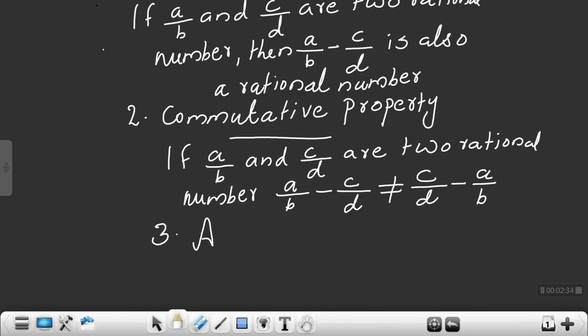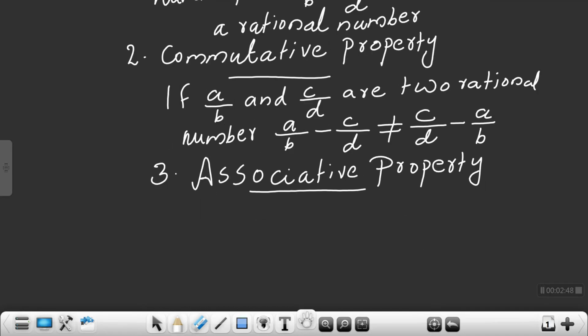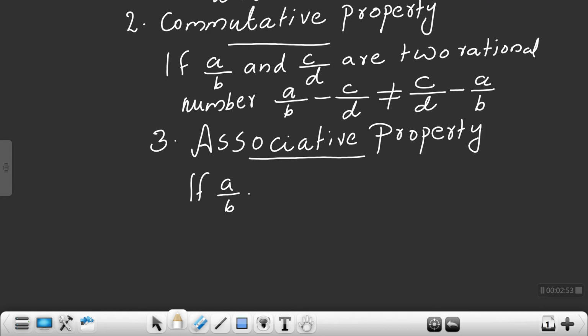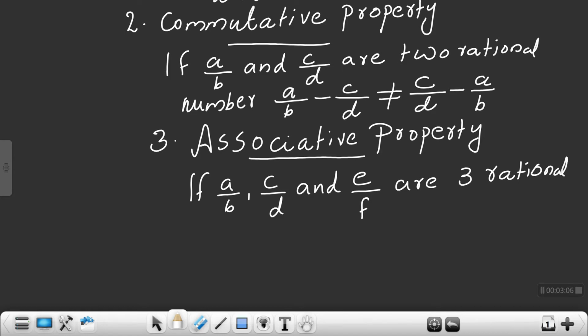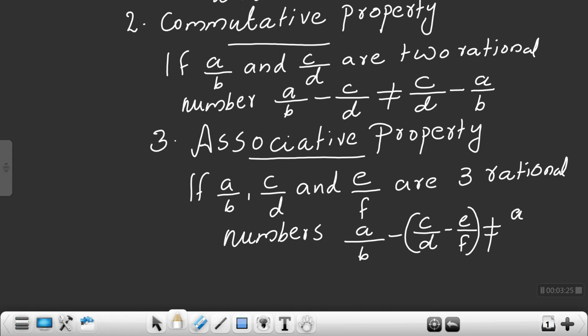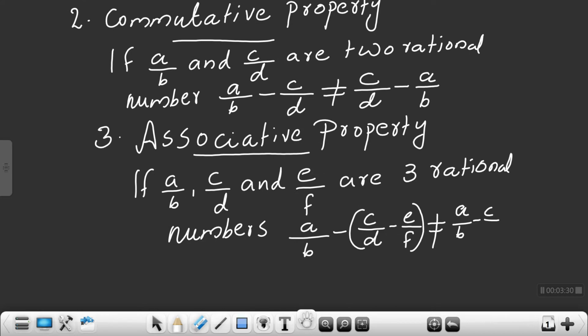Third property, associative property. If a by b, c by d and e by f are three rational numbers, a by b minus (c by d minus e by f) is not equal to (a by b minus c by d) minus e by f.